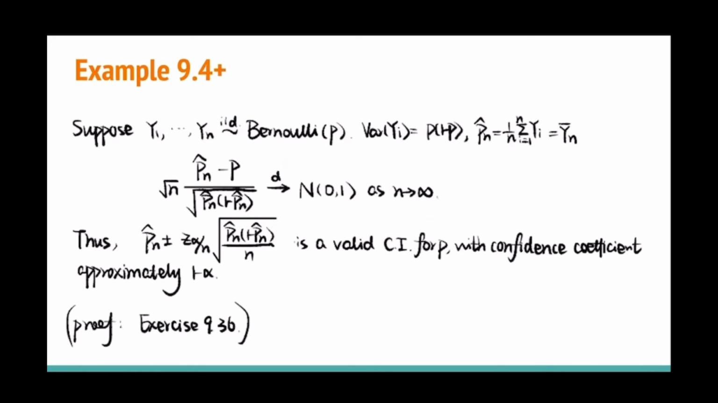Okay, so I want to go into another example now. Suppose y1 up to yn follow a Bernoulli distribution, IID. Of course, we know from statistical theory the variance of y in Bernoulli is going to be p times 1 minus p, and the expected value of y is going to be equal to p. Don't forget, Bernoulli distribution is a probability distribution used to model a random variable that has two possible outcomes.